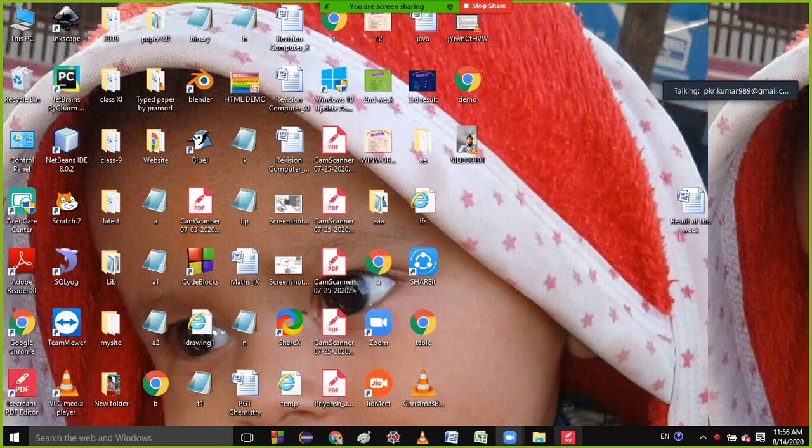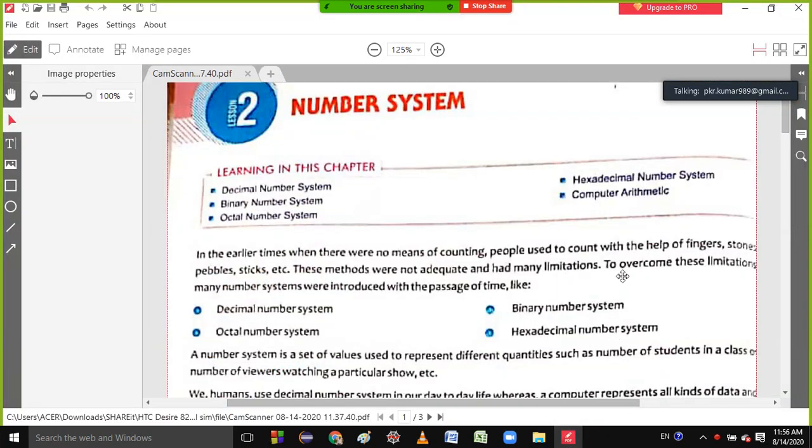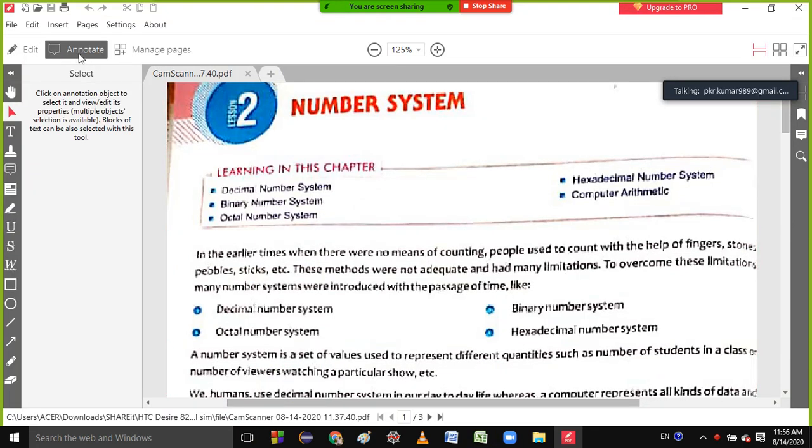In today's class I will start a new chapter. The name of the chapter is number system. Okay. So students, in number system we will study about the different types of numbers. Suppose in your daily life you use this type of numbers. You use numbers like the decimal numbers which are made by the digits 0 to 9. Okay.